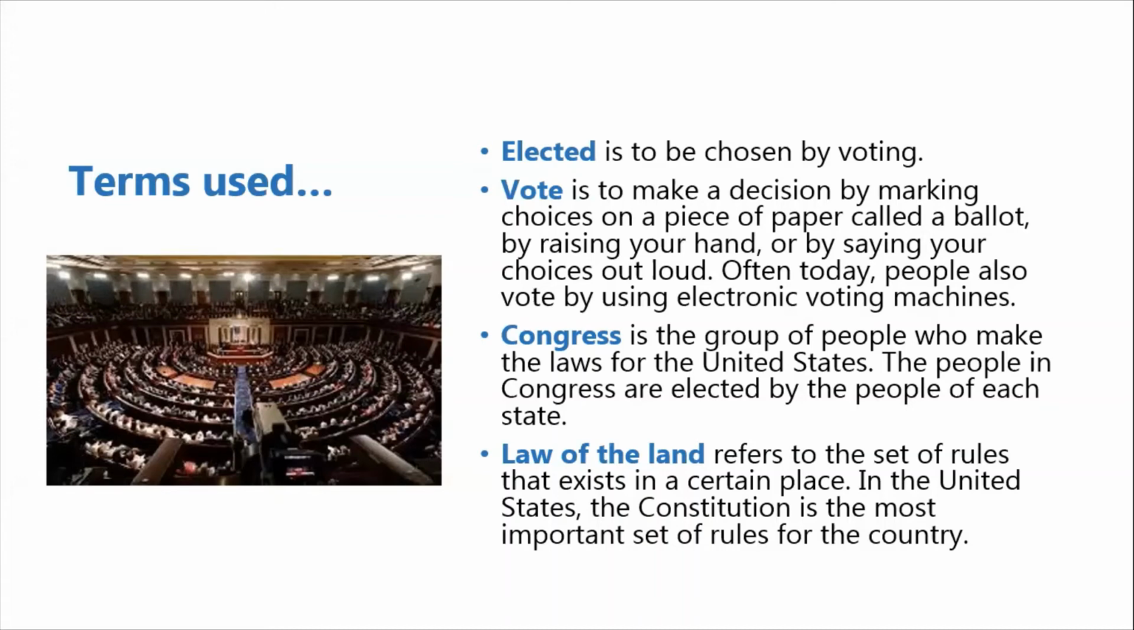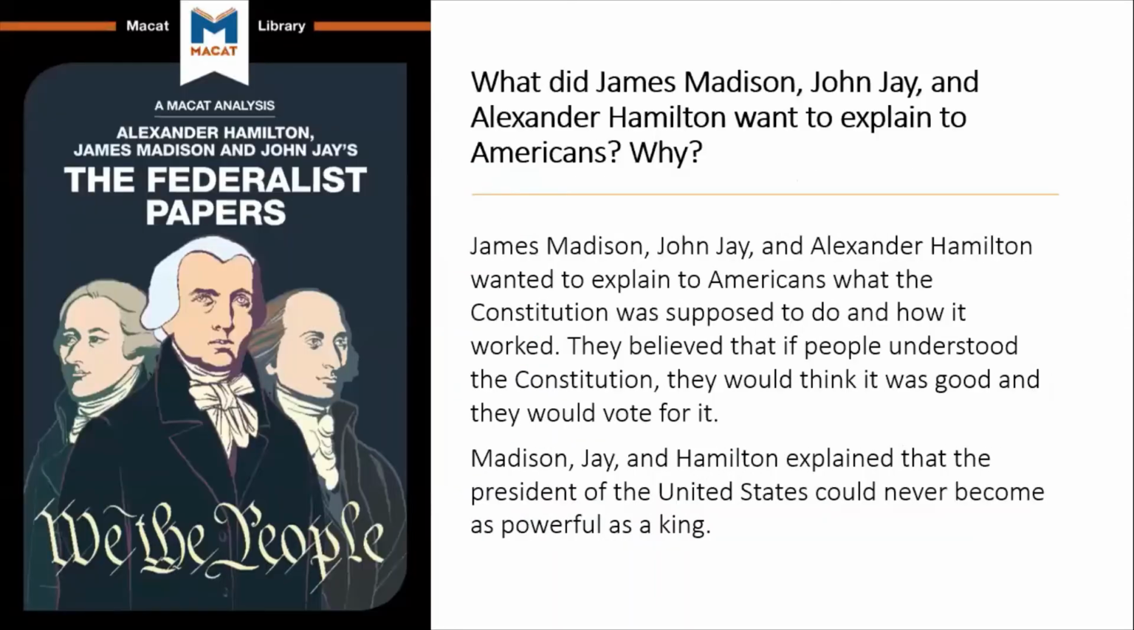Congress is the group of people who make the laws for the United States. The people in Congress are elected by the people of each state. Law of the land refers to the set of rules that exist in a certain place in the United States. The Constitution is the most important set of rules for the country.